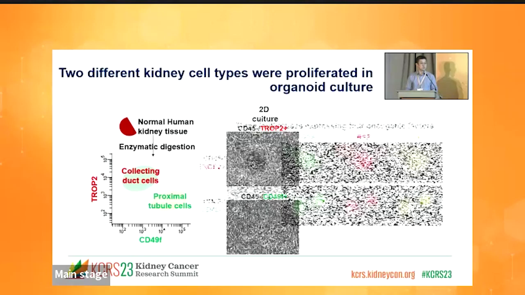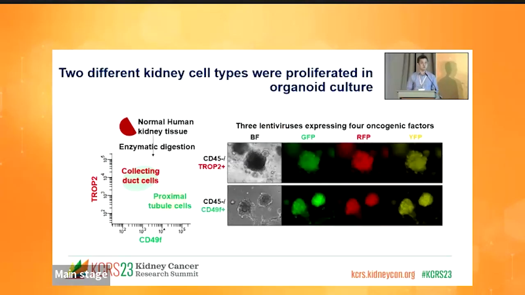And we put it in the organoid with the lentivirus together, because we want to confirm whether this cell can accept the lentivirus. This time we use 3 lentiviruses, and each lentivirus has a color: green, red, or yellow. And they also contain the oncogene in the lentivirus. I'll show you in the next slide.